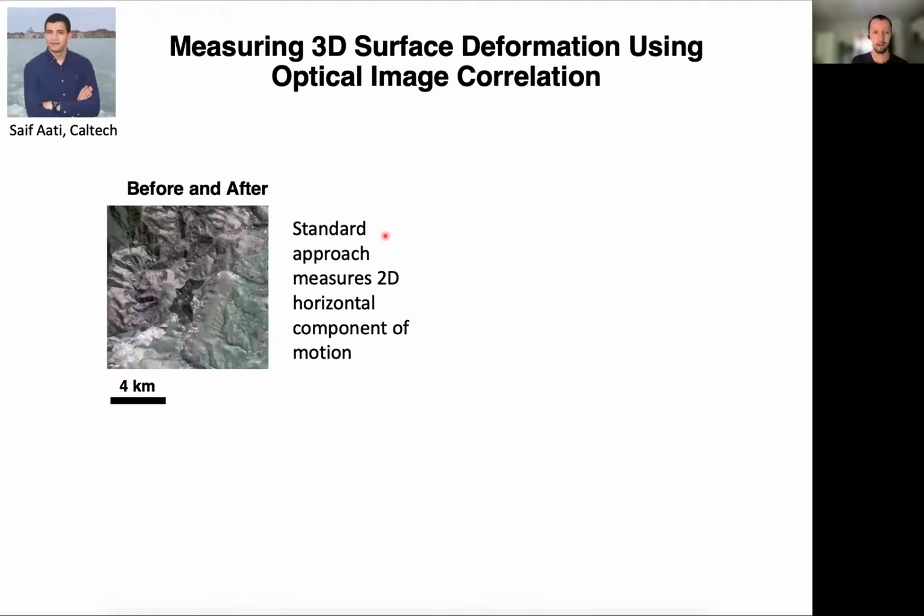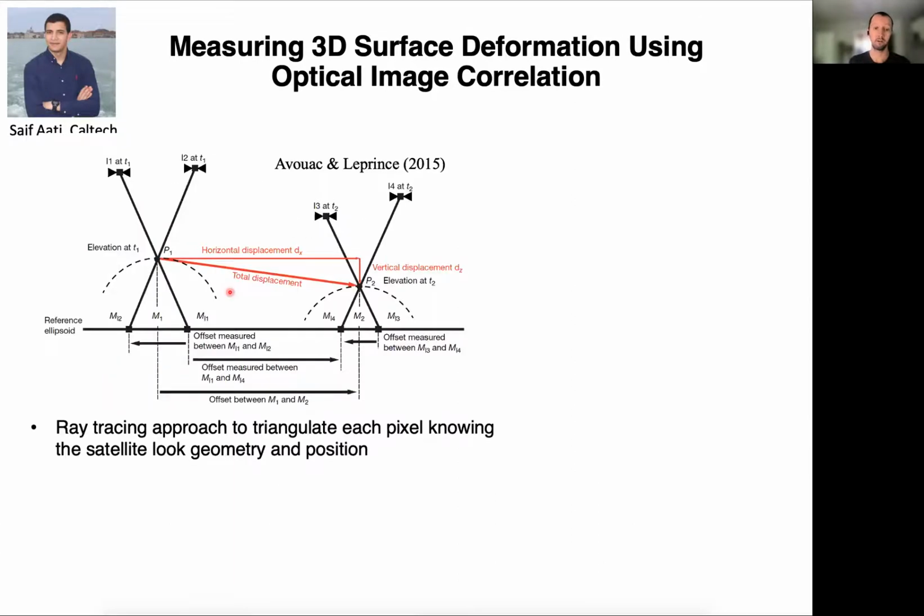So how do we measure the 3D surface displacement pattern? Saif Ati here, who's part of our group, has really been leading the effort in trying to develop the next version of the optical image correlation technique. Traditionally, what you do is try and resolve the lateral shifts of features from before and after satellite images. And so this gives you the horizontal 2D component of surface motion.